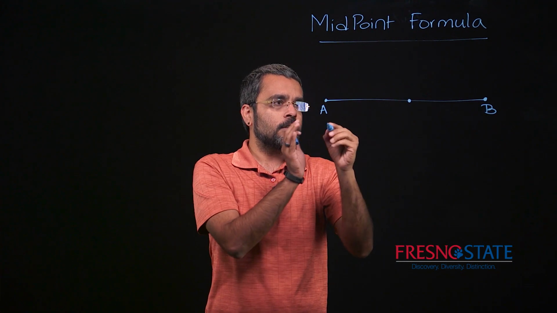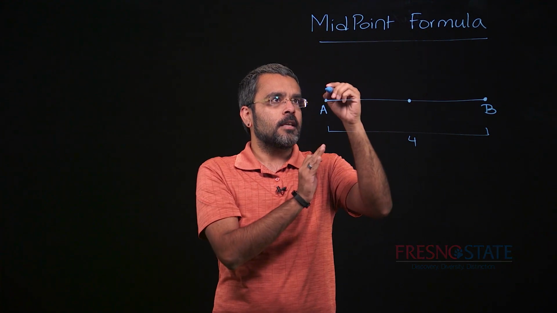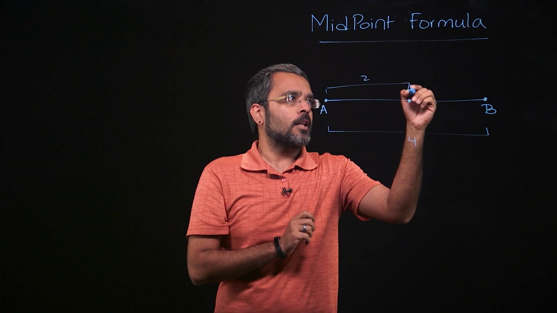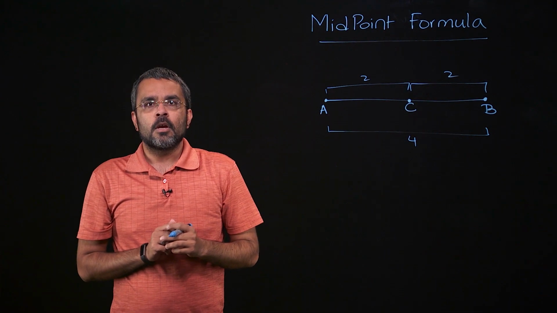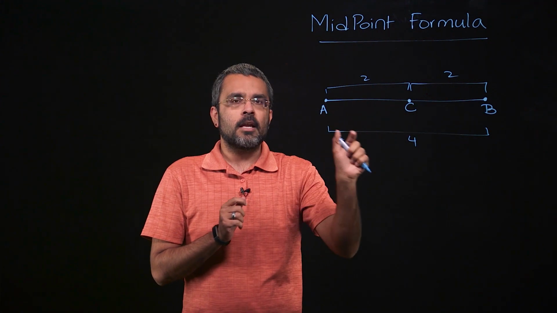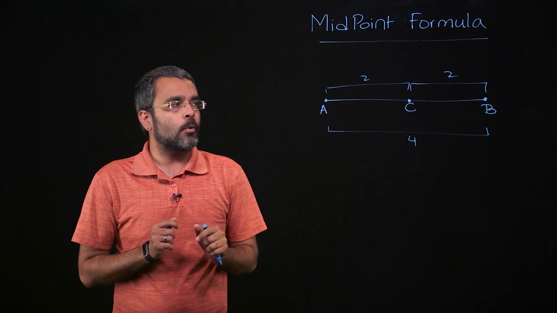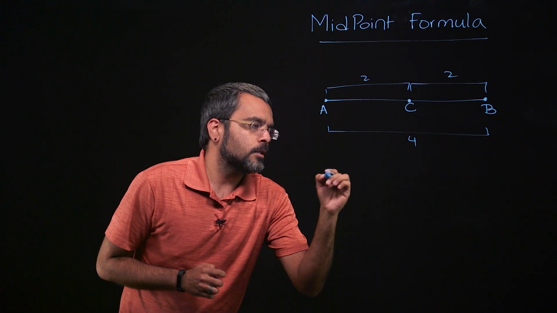So if this distance, for example, was 4, then this distance here would be 2, and this would also be 2. Let's say that's our point C. So we're going to figure out today, given two points A and B, how do I find the coordinates of that midpoint C?